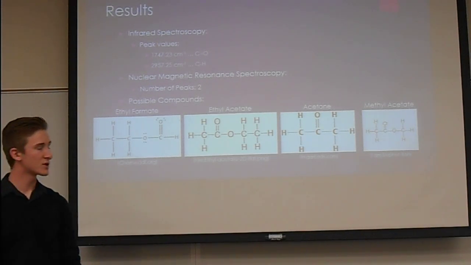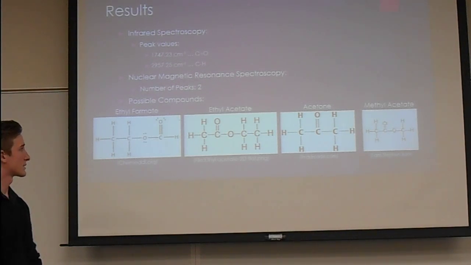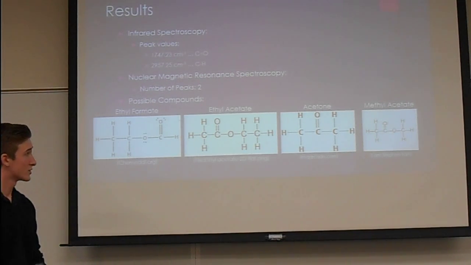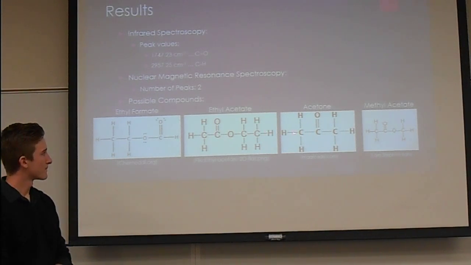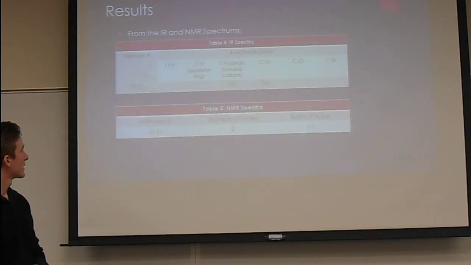So with the information that I gathered from the infrared spectroscopy with the peak values, I was able to narrow it down to 4 compounds here. And then with the nuclear magnetic resonance spectroscopy having 2 peaks, I was able to knock out this one because it has 3 different kinds of hydrogen, as well as this one because it has 3 different kinds of hydrogen, so it would show 3 peaks. And then acetone, I was also able to rule that one out as well.